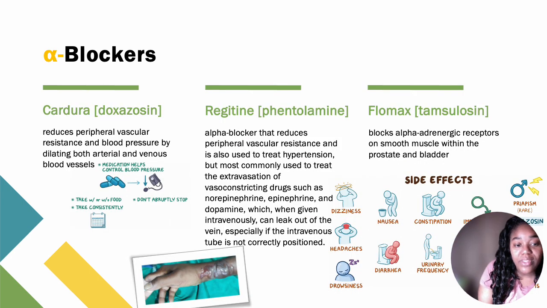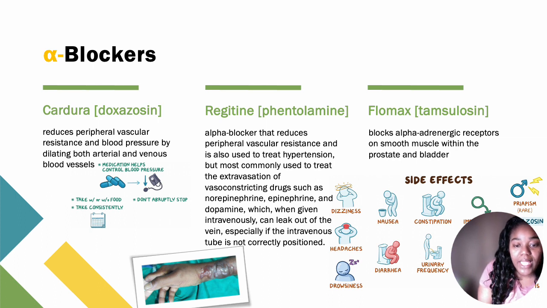As I've mentioned before, these alpha blockers are inhibiting the actions of the sympathetic nervous system. So we have several as our examples here. We have doxazosin, also known as Cardura, and what this does specifically is reduce peripheral vascular resistance and blood pressure by dilating both arterial and venous blood vessels. So it helps to control blood pressure overall. You always want to take this medication with food. You want to take this medication consistently, and you never want to abruptly stop this medication.